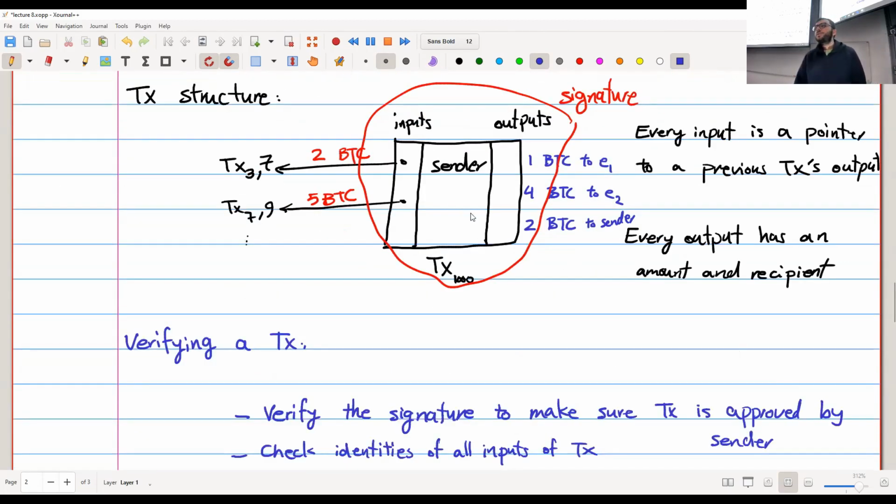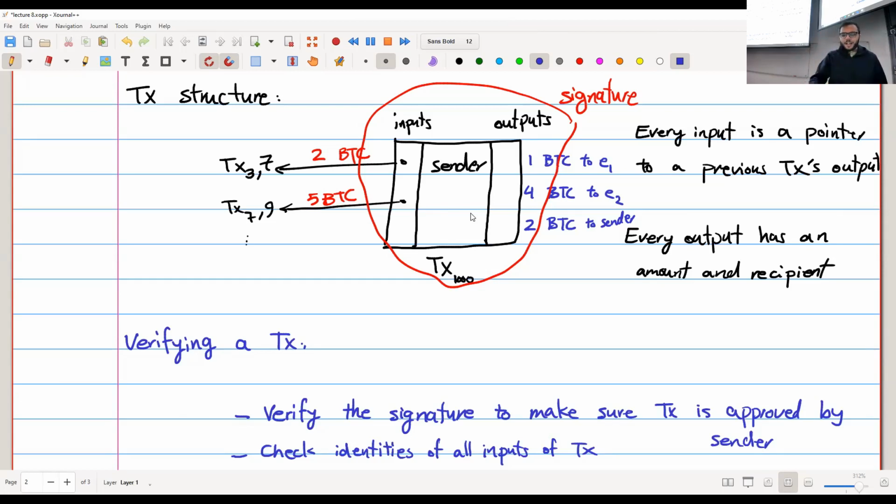I don't check the identities of the outputs. That's not my problem. If the sender is somehow sending money to an account that does not exist, it's lost. The money is gone forever. But as someone who's just checking the system to see if a transaction is valid or not, I don't care about that. Actually, this is a problem that we have in Bitcoin as well. You can send money to addresses that don't exist and don't belong to anyone, and that's the best way of burning money.